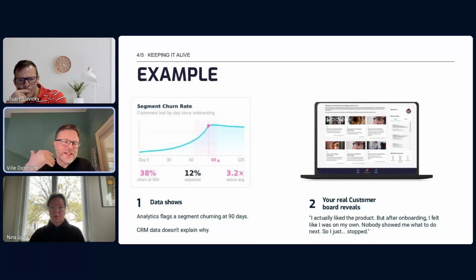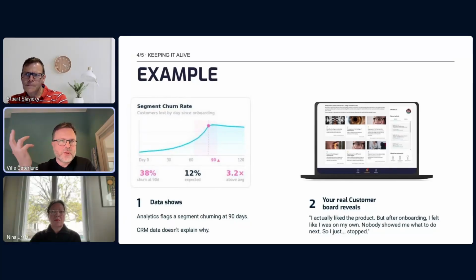But when you then take this challenge to the customer advisory board and ask the question from that segment, you might get a completely different answer. You get an answer maybe that, hey, I really like the product, but I was on my own and nobody really showed me what to do next, so that's why I stopped. So you can see it's not a value problem per se; it's more of a guidance problem. And only the real dialogue surfaces this, and it's certainly something that the data doesn't show you.